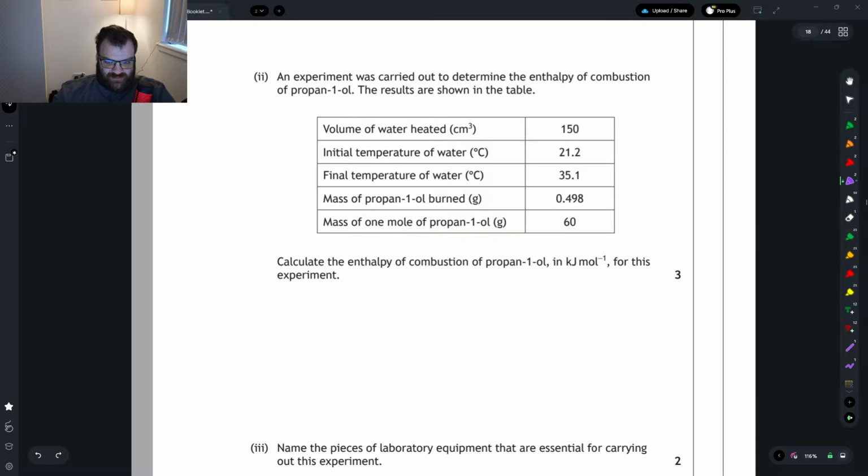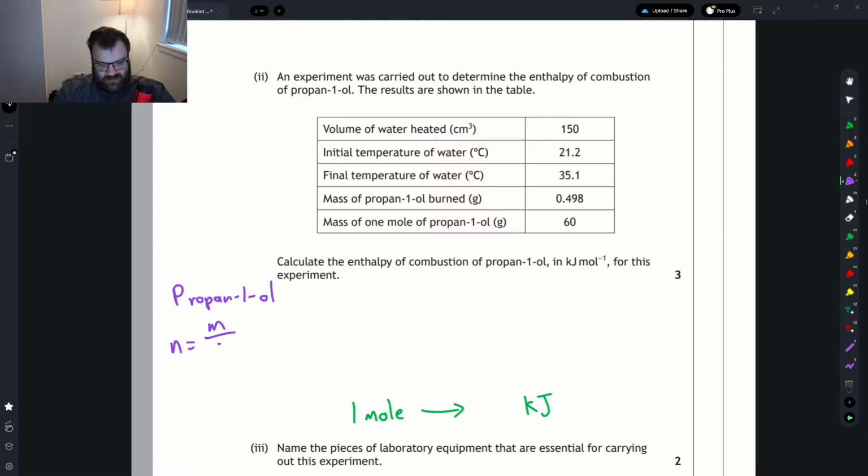Calculate the enthalpy of combustion. So that's the energy released by 1 mole of a substance. So what we're trying to get to at the end is that 1 mole will give us off X number of kilojoules per mole. Couple of things we need to think about. So number 1, do we have any moles of the chemical? No, but we can work it out.